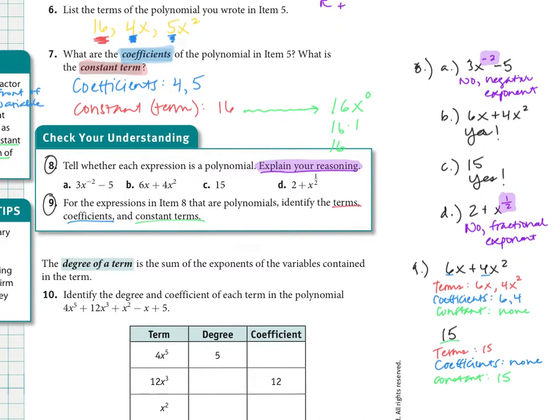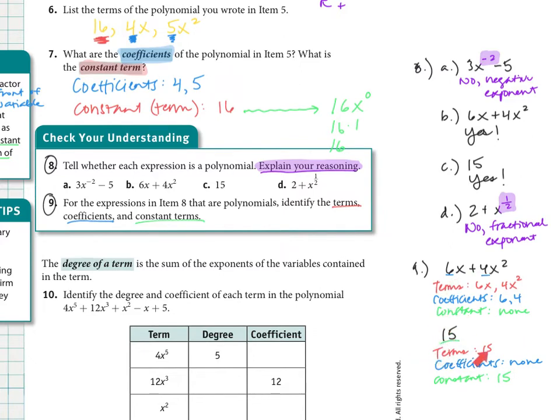All right, let's go ahead, look at number 9. So for our first polynomial, our terms are 6x and 4x squared. Our coefficients are 6 and 4. And there's no constant, there's no number that's by itself. So we realize that sometimes there won't be a constant within our polynomial.